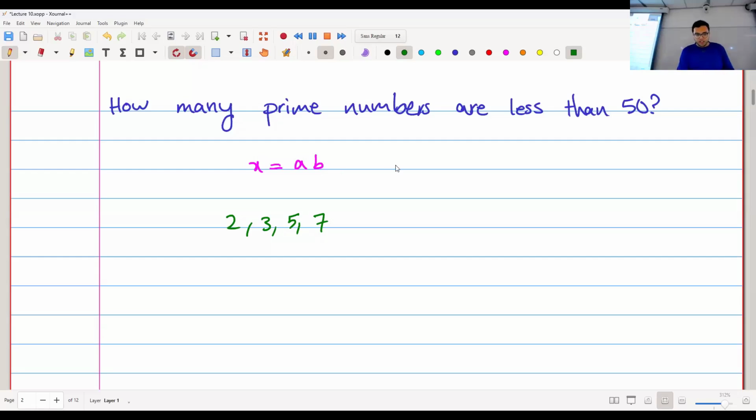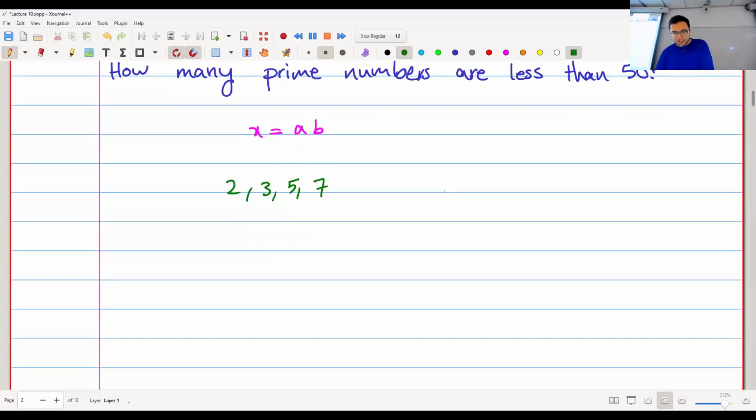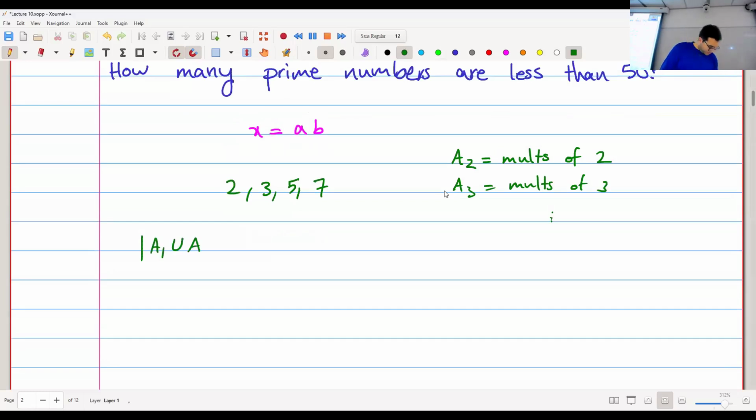So I'm going to define my sets like this. A2 is the set of multiples of 2, of course, multiples of 2 that are less than or equal to 50. Similarly, A3 is the set of multiples of 3, and so on. I have 4 sets, right? What do I want? I want to find A2 union A3 union A5 union A7.